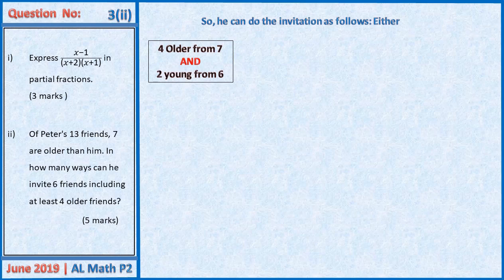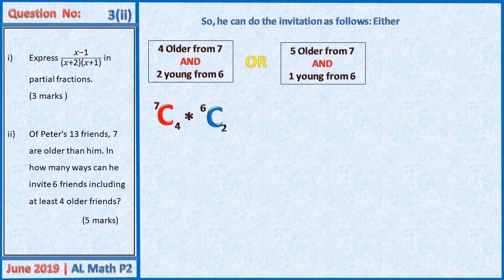That will give us, to invite 4 from 7, we have 7 combination 4, and it means multiplication. Inviting 2 from 6, we have 6 combination 2. Or he can do it by inviting 5 older friends from 7 and 1 from 6, the younger ones. So, or here is addition. So, or 7 combination 5, that is inviting 5 from 7 and 1 from his 6 younger friends.